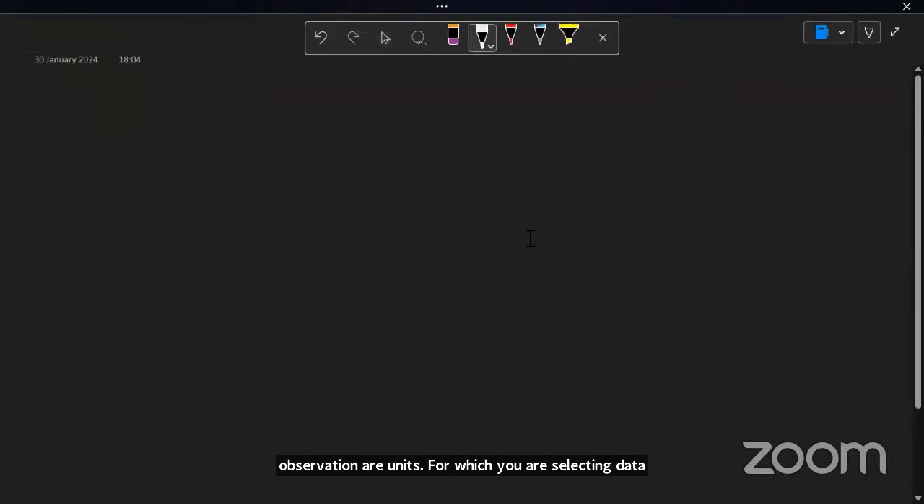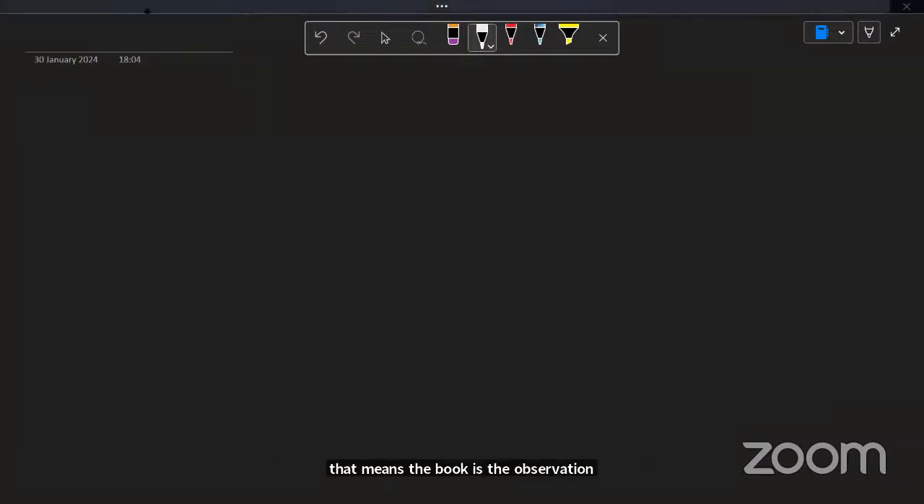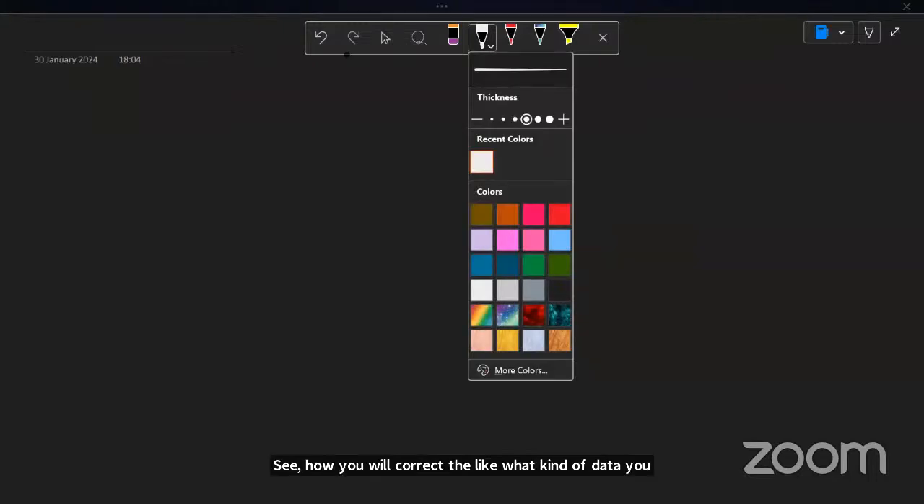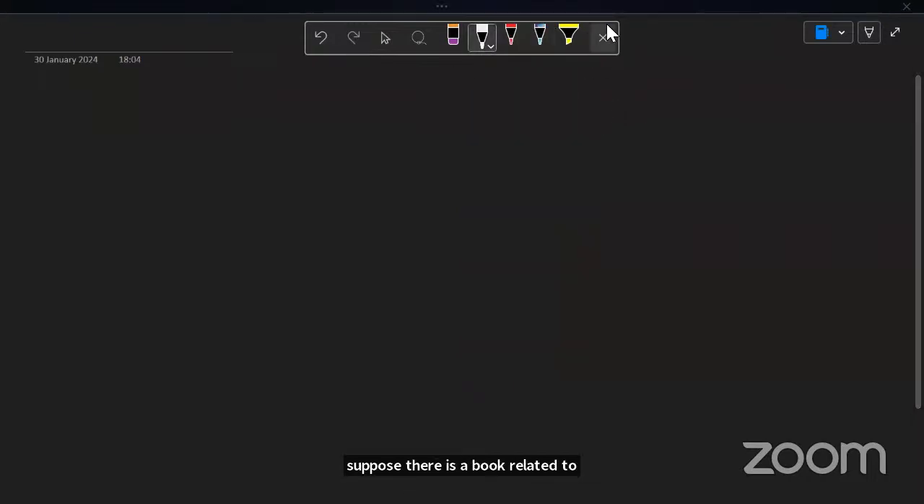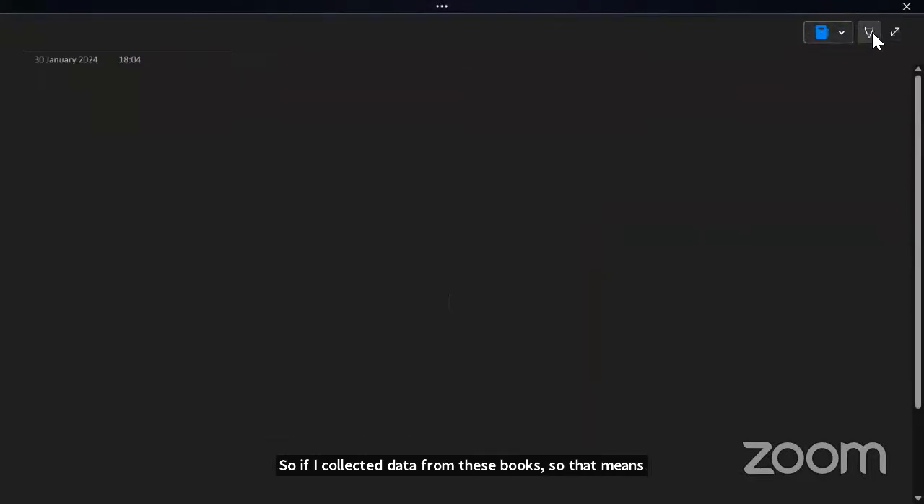Ma'am, your screen is black right now. If I collect any data from a book, that means the book is the observation. If I collect data from some books, suppose a book related to Ramayana, some Mahabharat, then in that case, books are the observations.